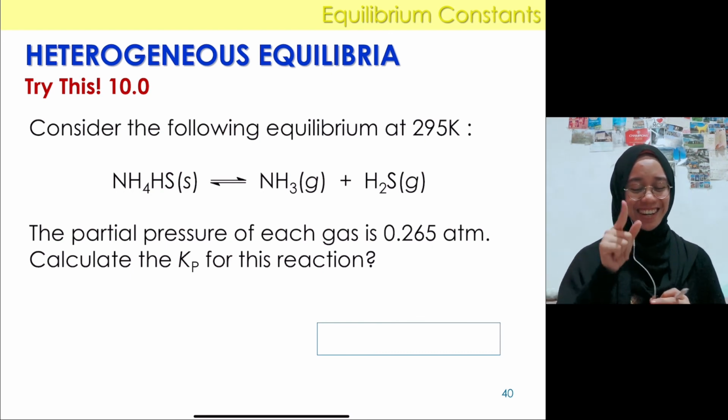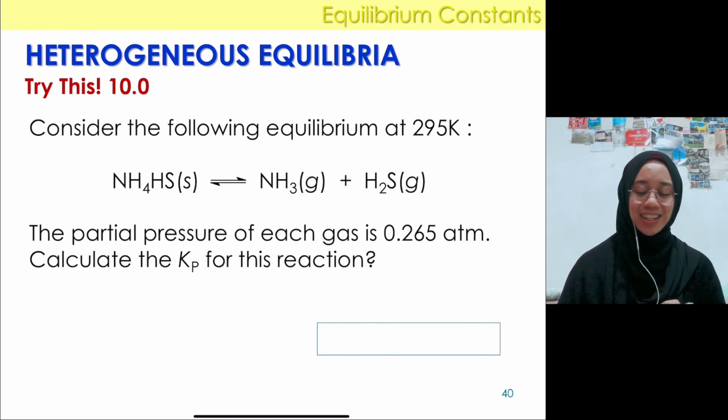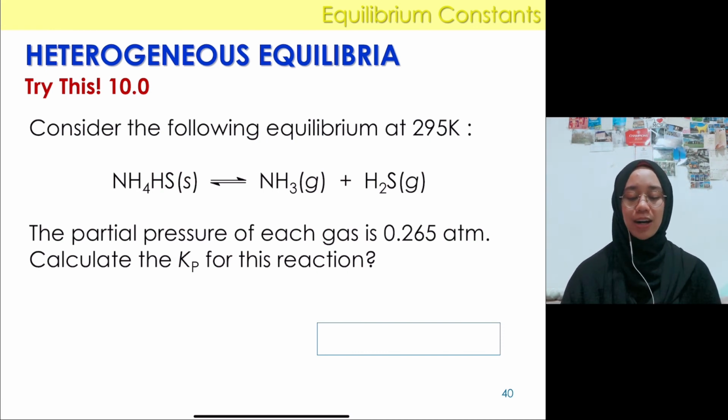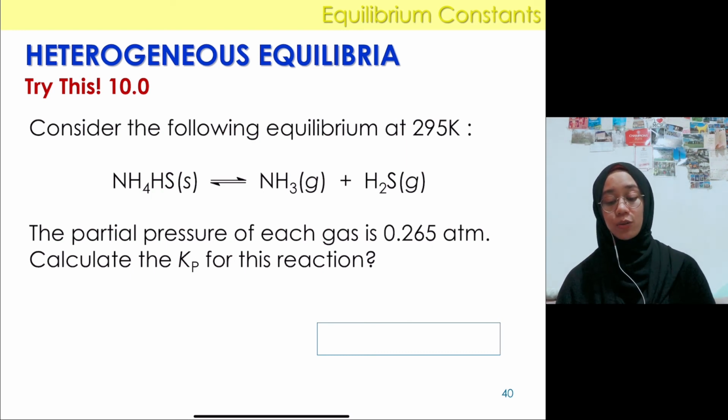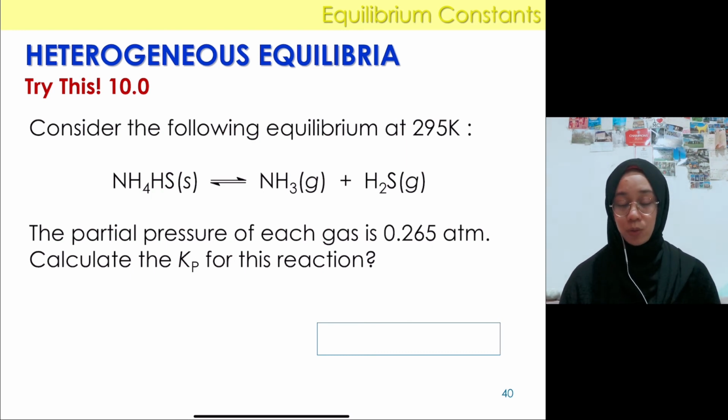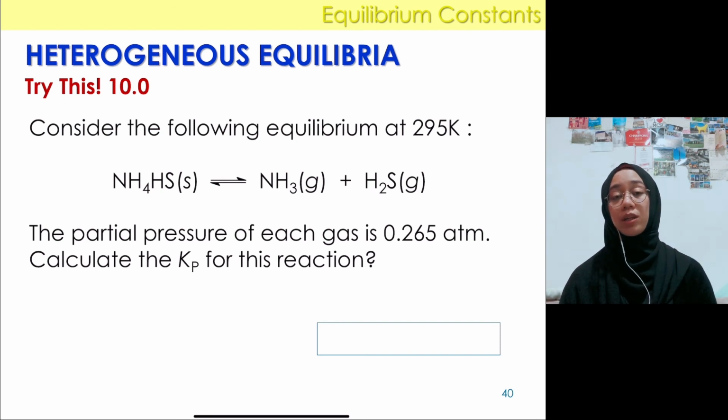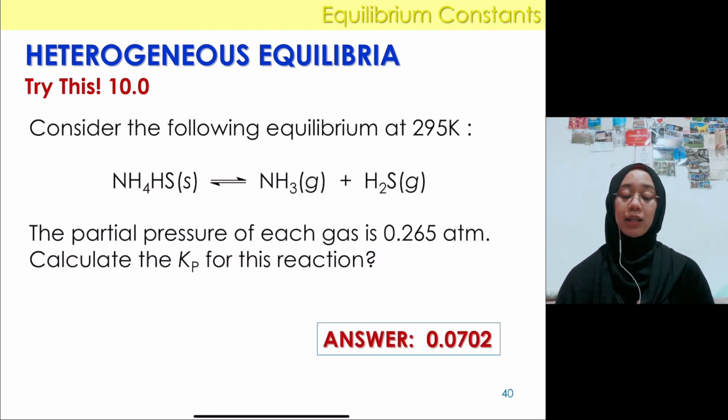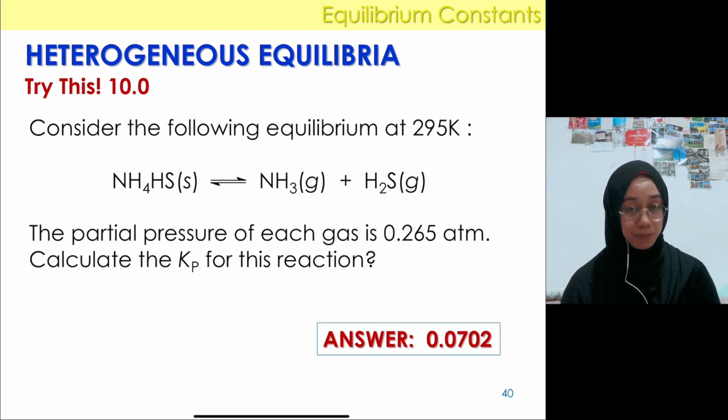Okay, so good luck. So 10 ni pula, consider the following equilibrium at 295. So given to you an equation there. So the partial pressure untuk setiap gas pula dah diberi kat situ. So you need to calculate the Kp for this reaction. So you have been given the answer here. So just need to look for the value of Kp.